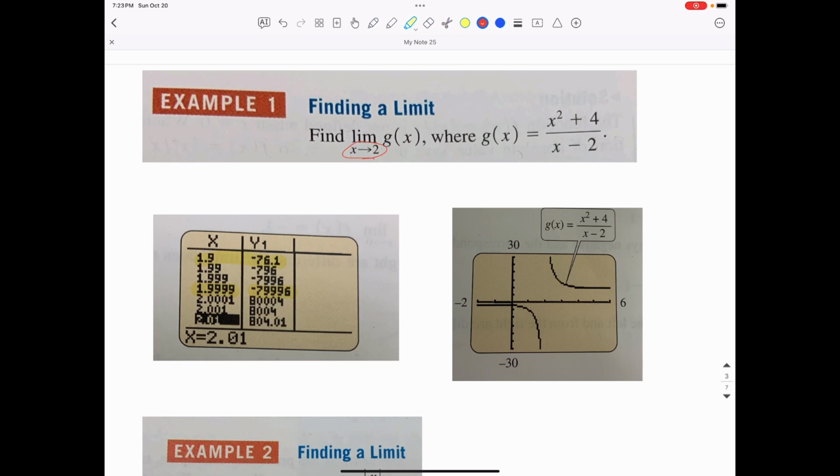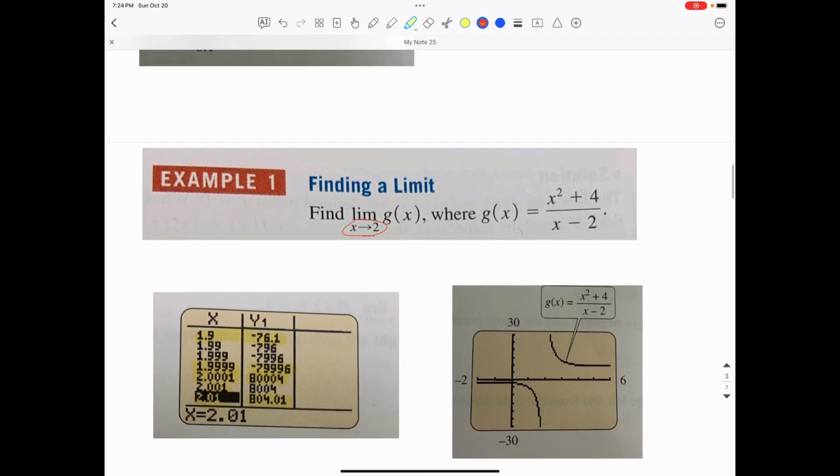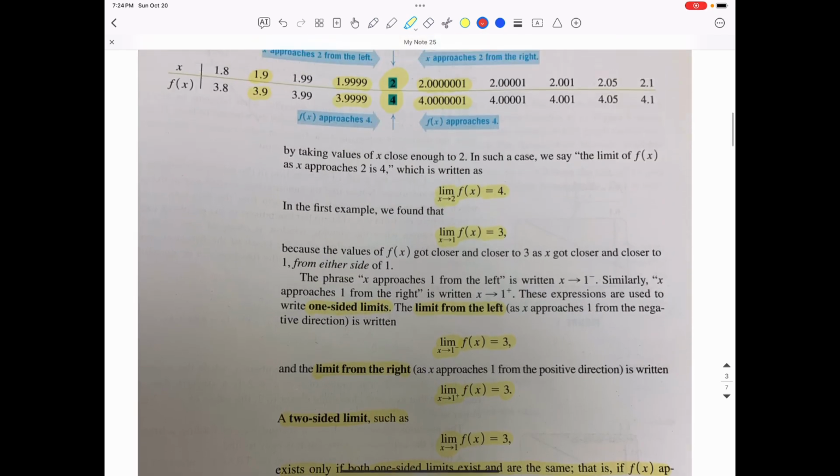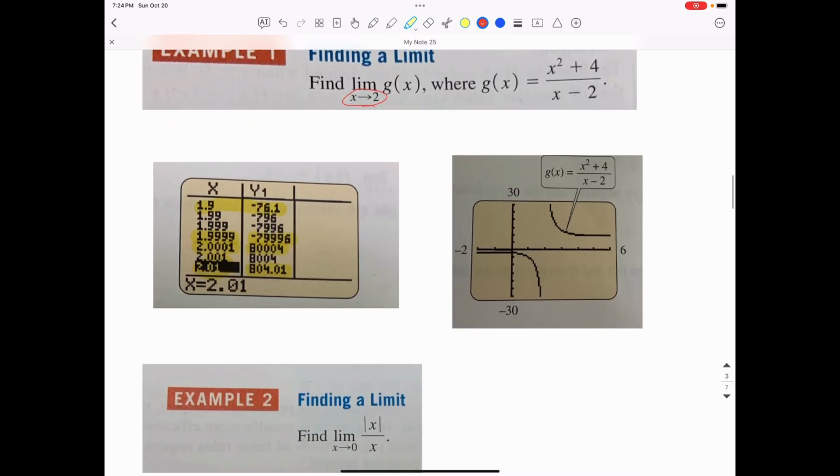When we approach from the right side, getting 2.1 there in black gives us 804.01, and as we get closer to 2 from the right side, 2.0001 gives us 80,004. So notice that as we get closer to 2 from both sides of the function, we actually don't approach the same number like we did on these two previous examples where we were approaching the same number from both sides.